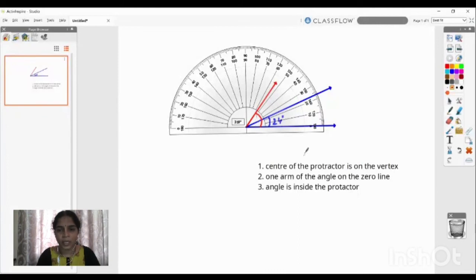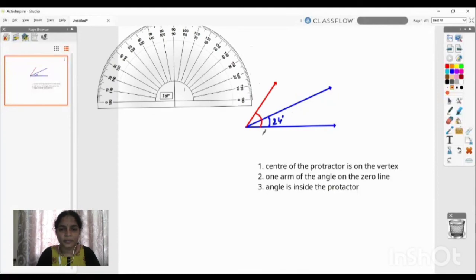3 points also taken care and the 0 is here. So we go here 0, 10, 20, 30, 40, 50 and this is coming somewhere near 55. If you see, it's between 50 and 60. So the angle is 55 degree.